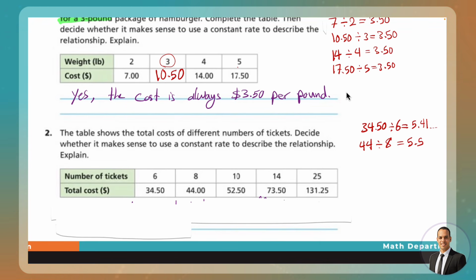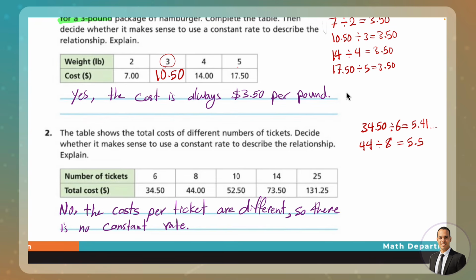So I don't need to continue dividing, okay? So as you can see here, we can say that no, the costs per ticket are different. So there is no constant rate. Okay, so you don't need to continue dividing the rest, guys.